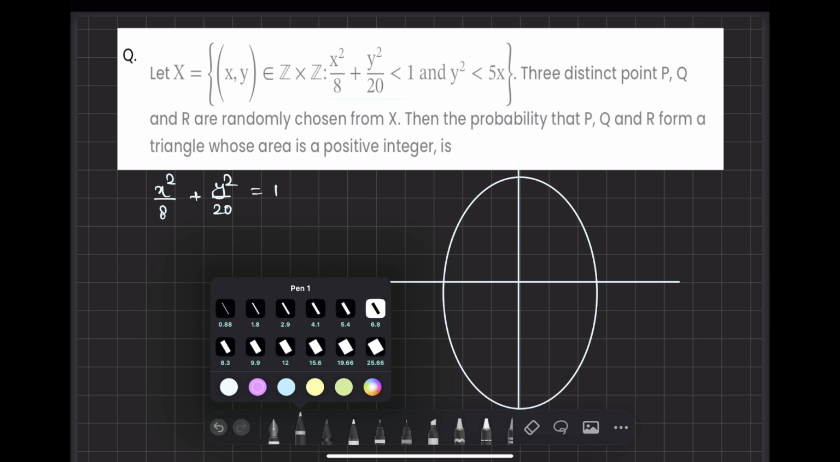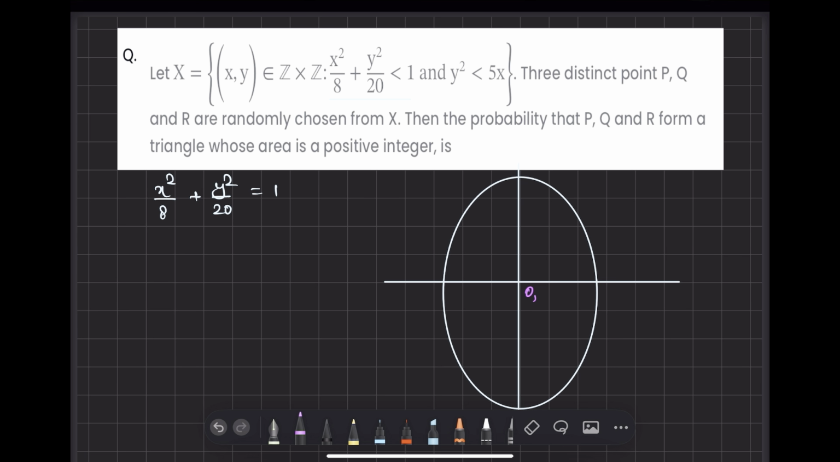Now you know that 0 comma 0 is inside. So just substitute and check whether it holds true or not. So 0 plus 0 less than 1. So it holds true. This means we have to focus on the inside of the ellipse, not on the ellipse. Okay. Now we have this y square.